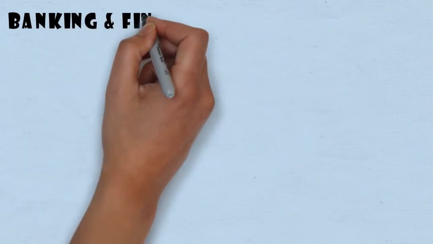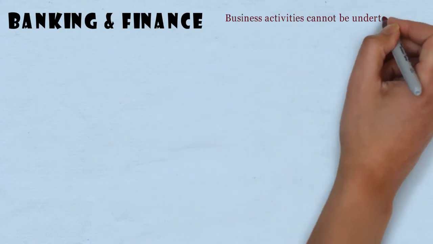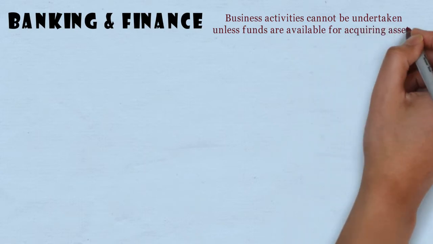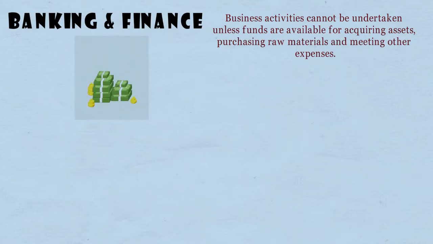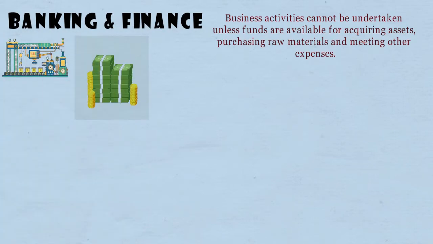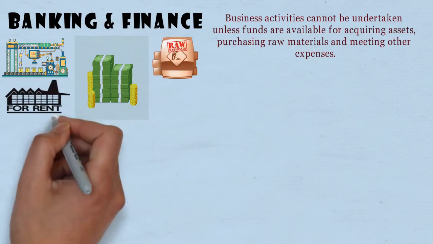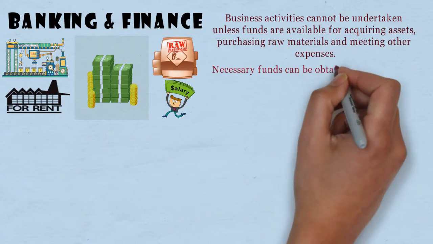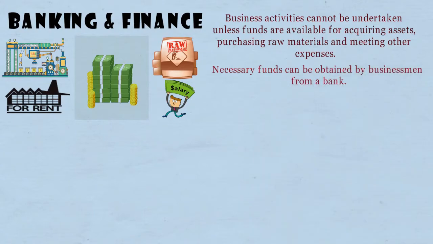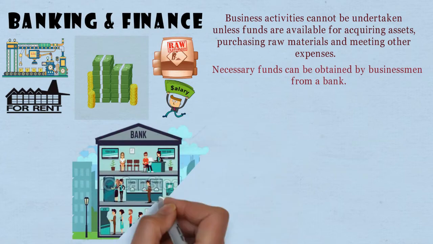Next auxiliary to trade is banking and finance. Business activities cannot be undertaken unless funds are available. Now, why do we need funds? We need funds to acquire assets. Assets may be fixed assets like plant and machinery or current assets, for purchasing raw material or for meeting other expenses like rent, salary to employees, electricity, etc. Necessary funds can be obtained by businessmen from a bank.